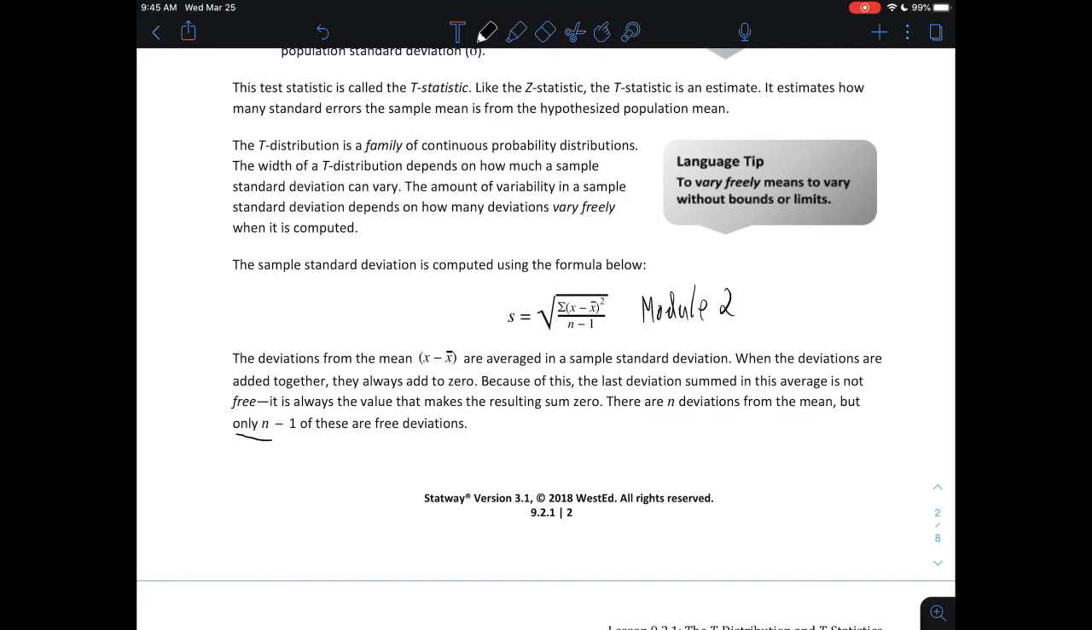So this actually answers a question that we might have had from Module 2. Why, when we were averaging, did we divide by n minus 1? It was because we only had n minus 1 free deviations. The last one was not free. It had to be the one that made the resulting sum equal to 0.